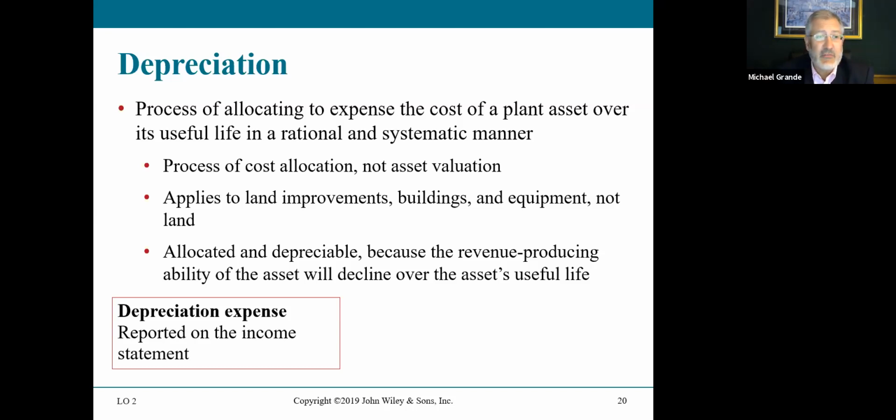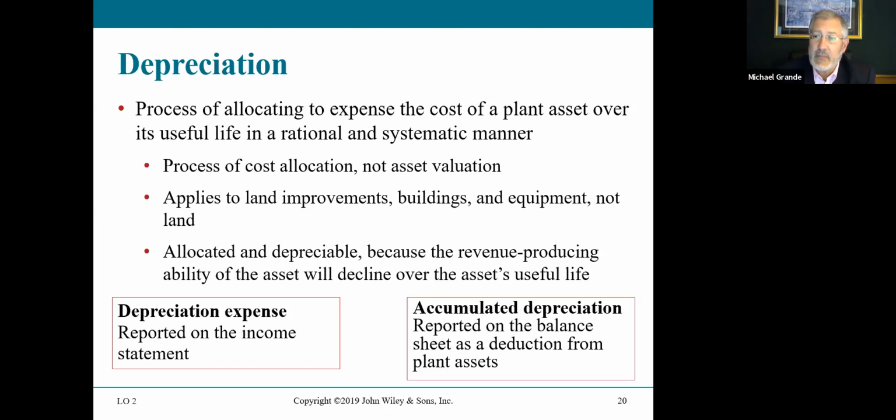Depreciation expense is reported on the income statement, and we have this account called accumulated depreciation reported on the balance sheet. Accumulated depreciation is a contra asset account. It's a permanent account, which means that it doesn't get closed out at the end of the accounting period. Accumulated depreciation is the accumulated or total depreciation on that asset since its acquisition.